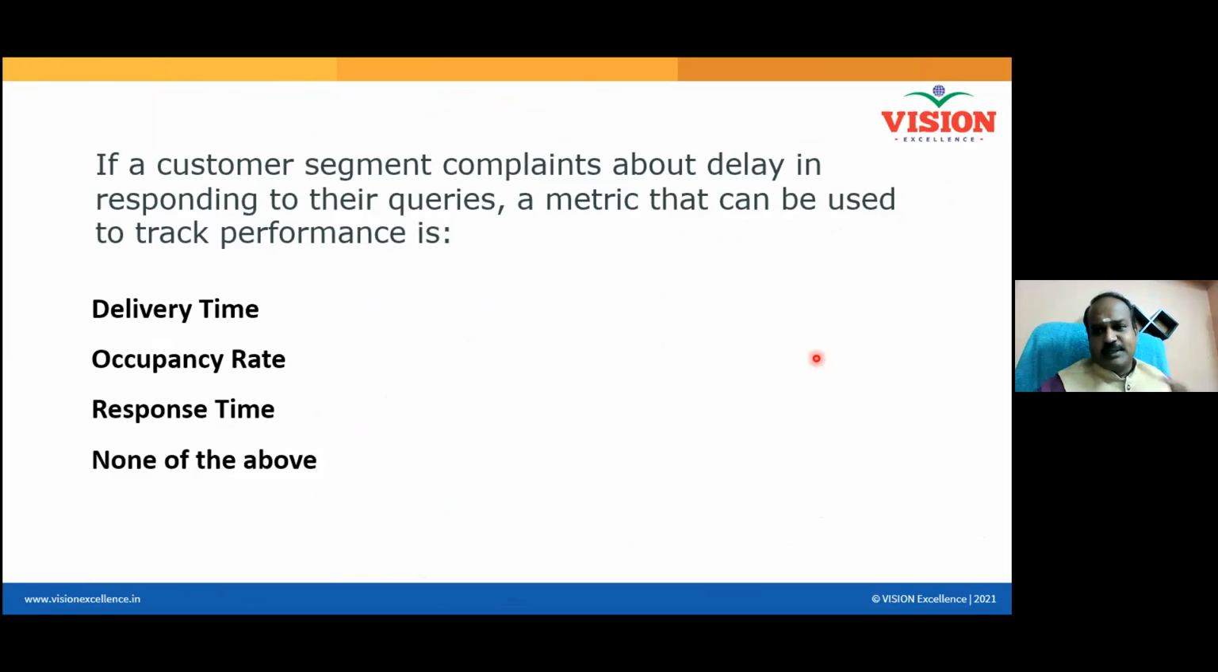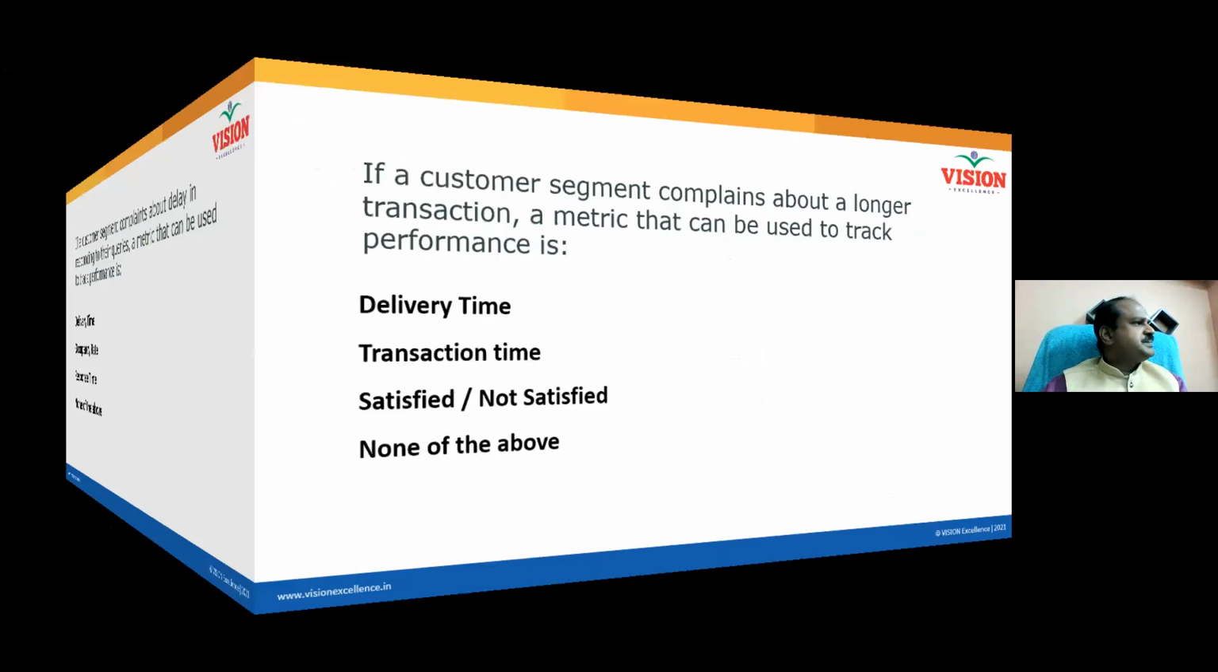I have sent an email to your company. Then how much time do you take to respond to my email? Or I have raised a ticket. How much time do you take to respond to my ticket? So the response time. So you should be able to carefully understand what the customer is talking about, and you work on improving the appropriate metric.